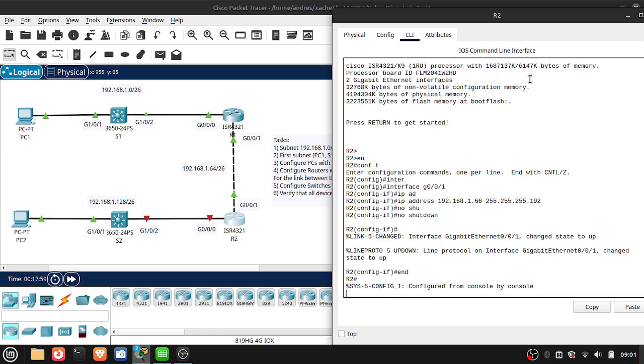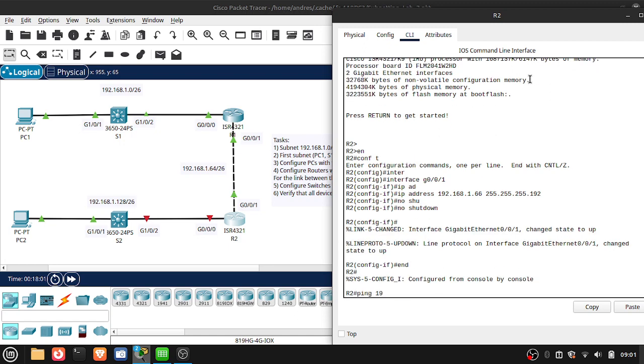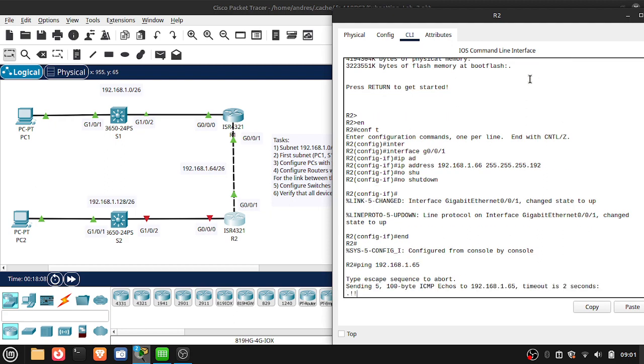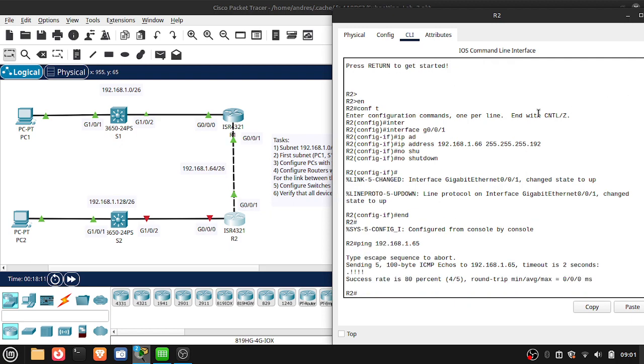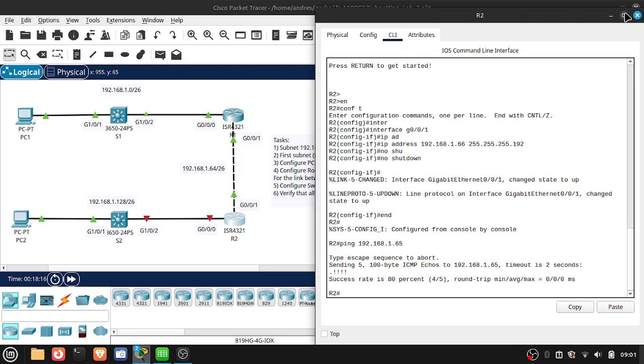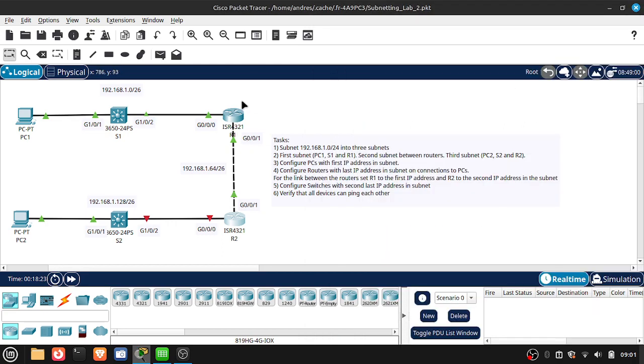We could ping our neighbor, right? Yes, we can. The first ping failed because it needs to learn the MAC address in a process called Address Resolution Protocol. So we have this done, and now we are going to do this local area network and prove if everything can connect between each other.